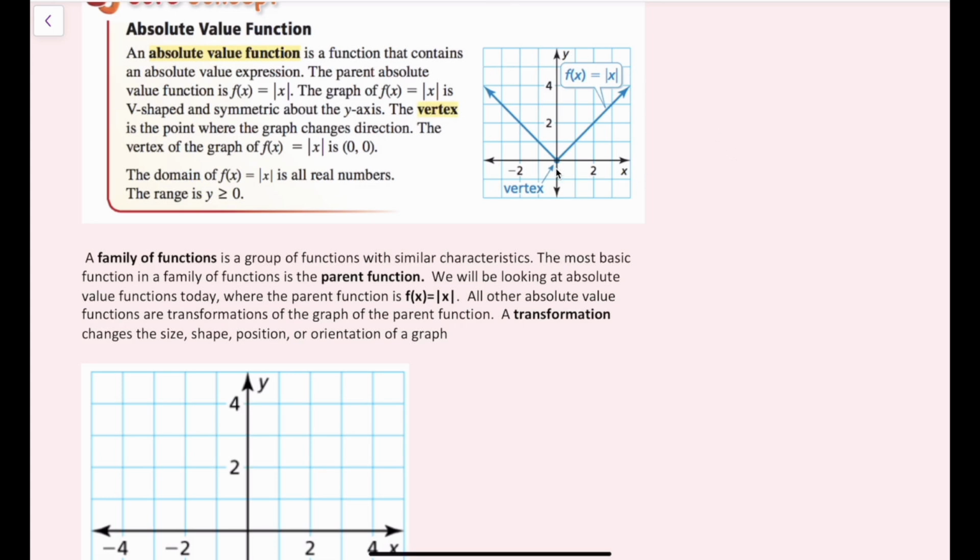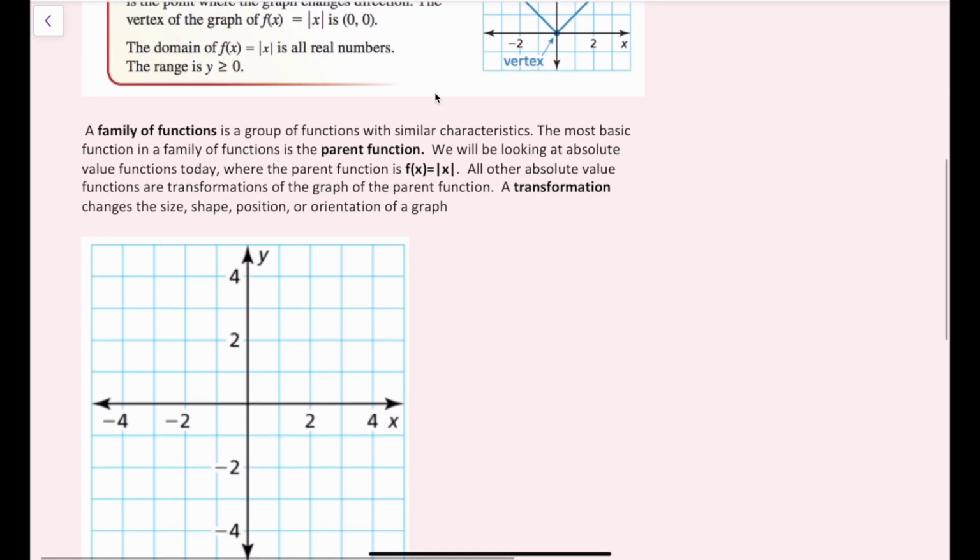So the vertex is the lowest point, or the lowest y value, of the function f of x equals the absolute value of x. And the reason is because the lowest number that can pop out of an absolute value expression is 0. You can't have a negative number pop out of that. So I know 0 is my lowest number.